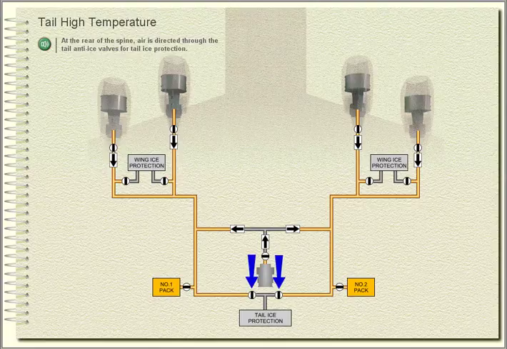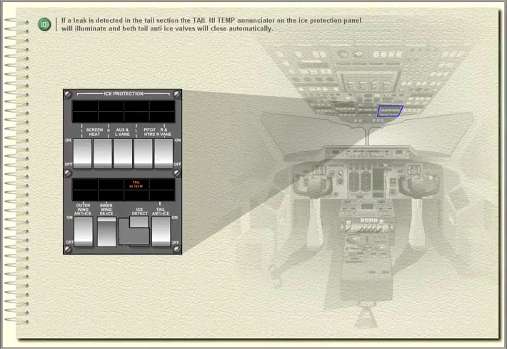Tail high temperature. At the rear of the spine, air is directed through the tail anti-ice valves for tail ice protection. If a leak is detected in the tail section, the tail high temp annunciator on the ice protection panel will illuminate, and both tail anti-ice valves will close automatically.